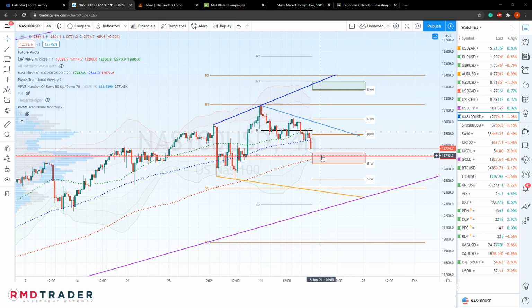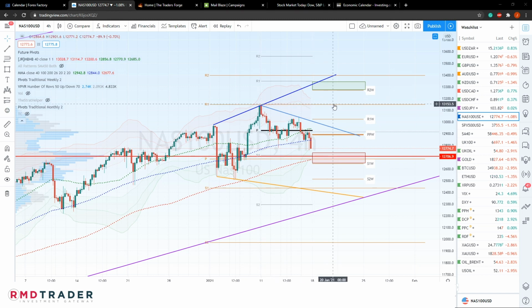If price can find some support from this level, the new area of resistance would be our weekly pivot, which will also probably coincide with this 4-hour 100 SMA, and that is at the 12,900 level. We also have our overhead diagonal boundary acting as some resistance. However, a break above that could see price moving higher, first towards this area of resistance from our monthly R1, which was acting as resistance last week.